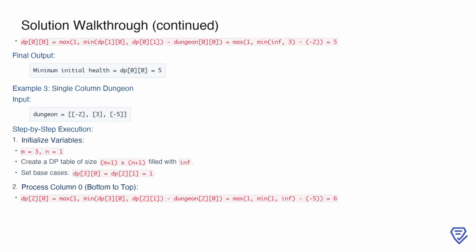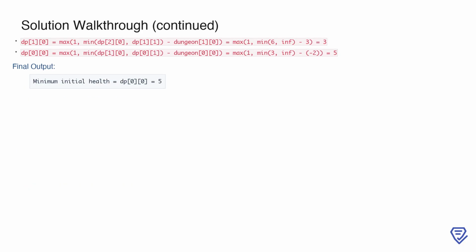Now consider a single column dungeon, where the knight only moves downward. Here, we start from the bottom cell, which has a value of -5. The required health for this cell is 6, ensuring the knight survives the damage. Moving up to the middle cell, which has a value of 3, the required health decreases to 3, accounting for the health gain. For the topmost cell in the single column dungeon, with a value of -2, the required health is 5, ensuring the knight can safely complete his journey. Therefore, the minimum initial health for this dungeon is also 5.